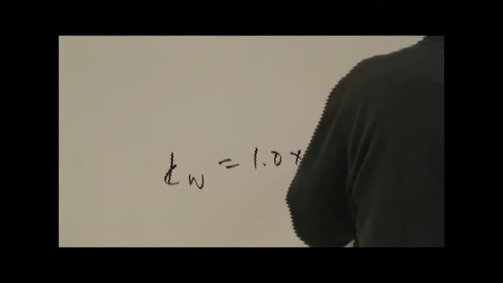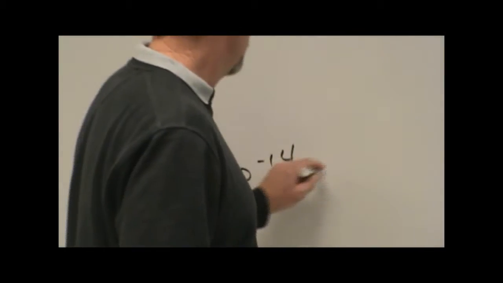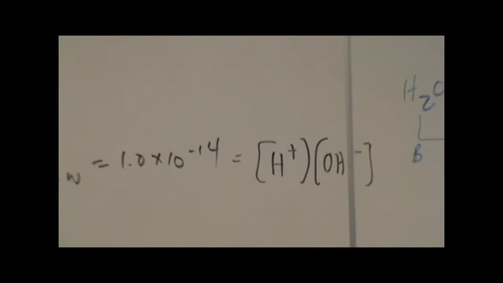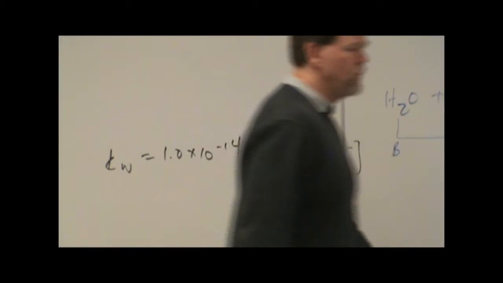KW is equal to 1.0 times 10 to the minus 14th, and that's equal to the concentration of the H plus times the OH minus. So if you know one of those, you know the other one every time. So I know you'll get this.